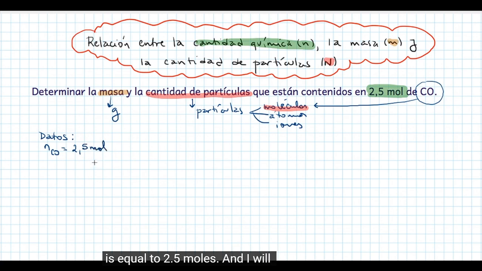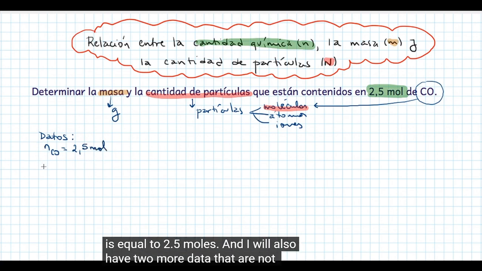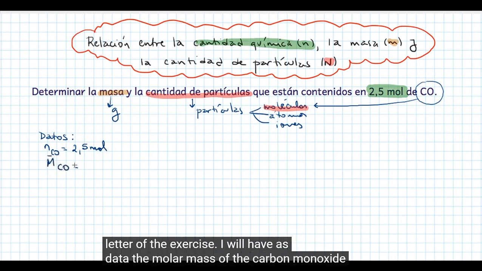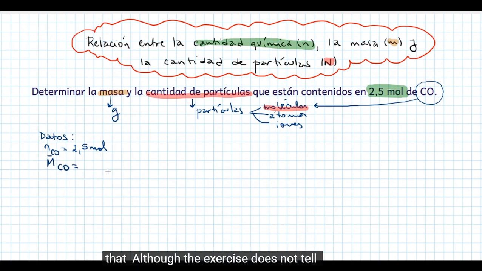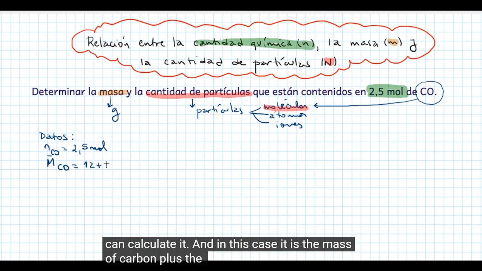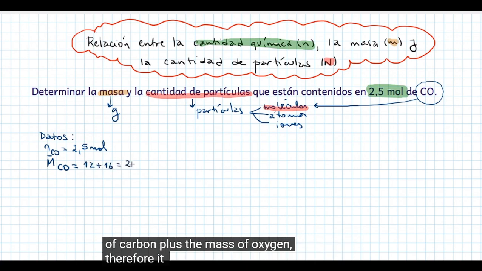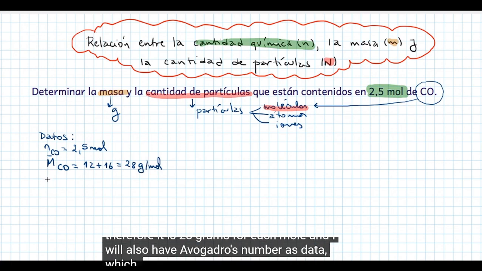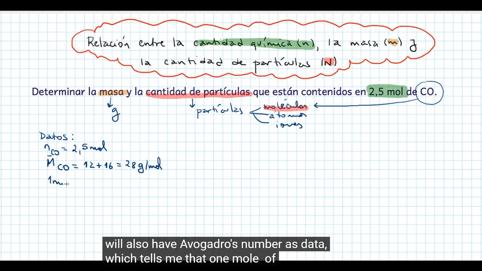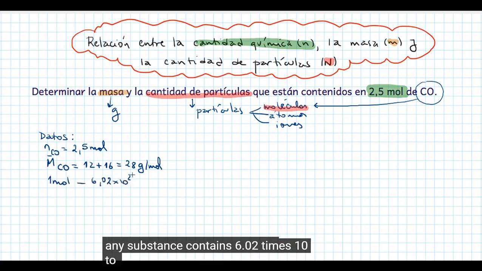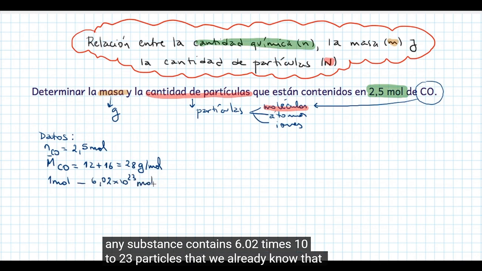And I will also have two more data that are not in the text of the exercise. I will have as data the molar mass of carbon monoxide that, although the exercise does not tell me, I can calculate. In this case it is the mass of carbon plus the mass of oxygen. Therefore it is 28 grams for each mole, and I will also have Avogadro's number as data, which tells me that 1 mole of any substance contains 6.02 times 10 to 23 particles, which we already know in this case are molecules.